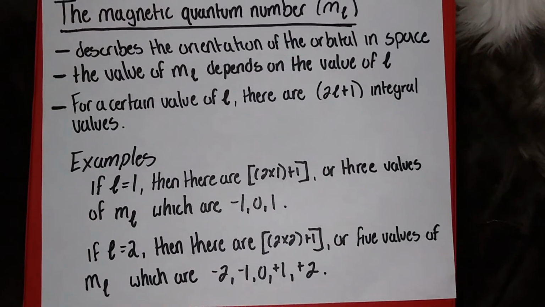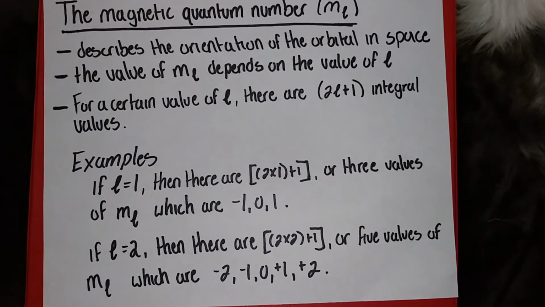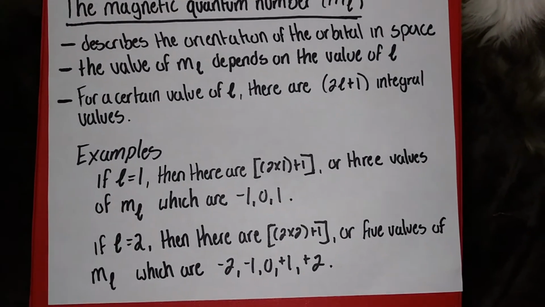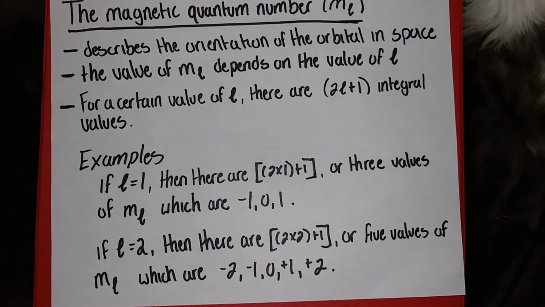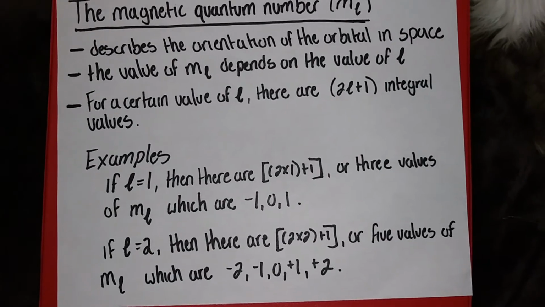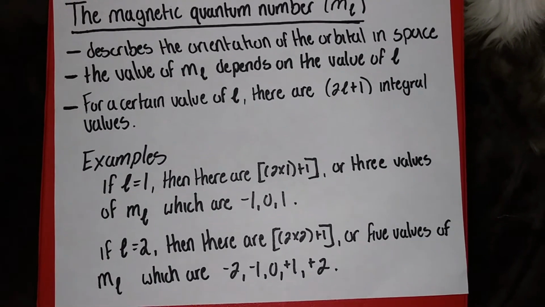If l equals 2, then there are 2 times 2 plus 1, or 5 values of ml, which are -2, -1, 0, +1, and +2.